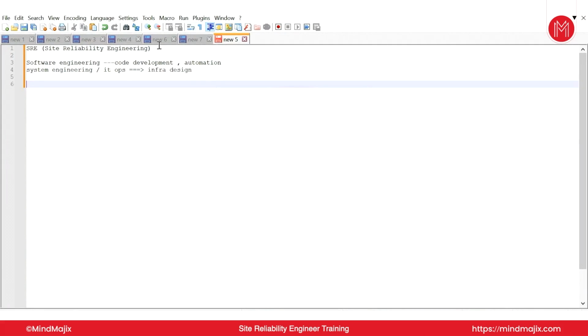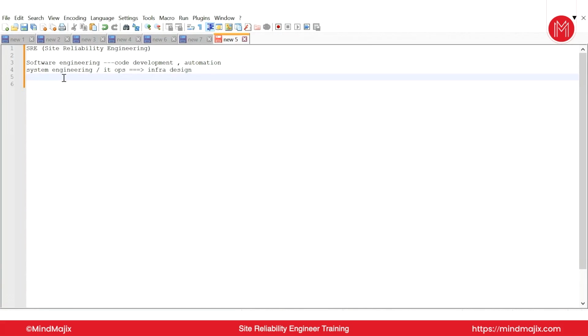So what do SRE guys do? Using both disciplines, in software engineering we have the code development guys, automation guys, or the QA guys, and in system engineering we have the infra guys, the IT ops guys, or the support guys. We use these disciplines to maintain or scale highly reliable systems. Is there any query on that?